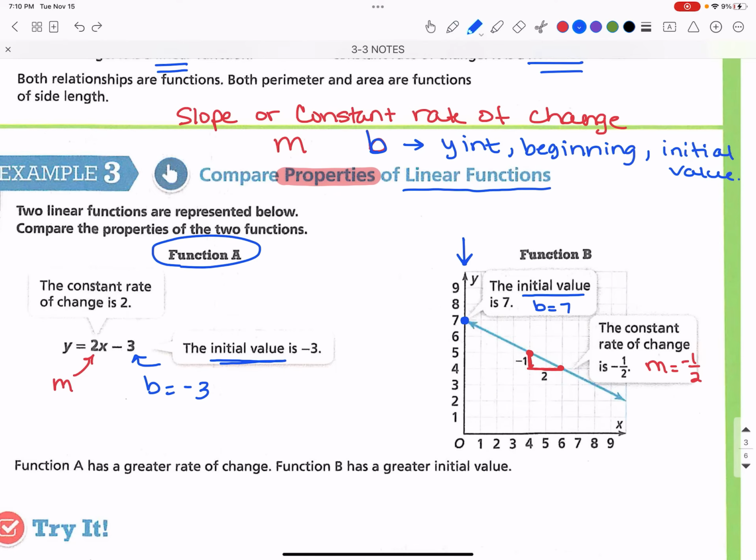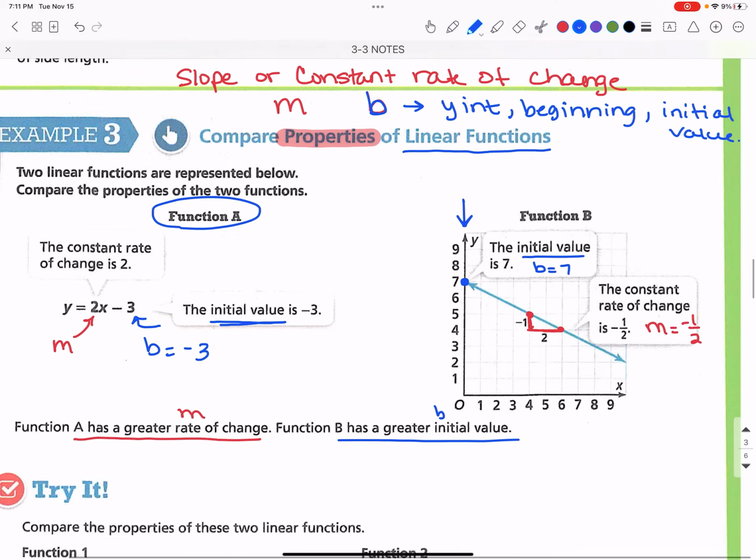So function A has a greater rate of change, that's your M. And function B had a greater initial value, or your B value. Okay, so that's how you compare them. You compare the M, say who has a greater M, and then who has a greater B.